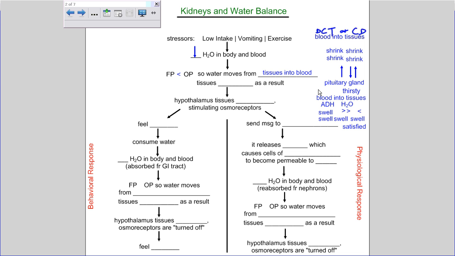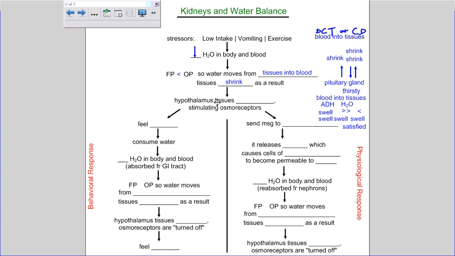Okay, so blood's got to move. So the water's going to move from the tissues into the blood, and because it moves out of the tissues, are they going to shrink or are they going to swell? If the water moves out of them, you're right, the tissues are going to shrink.